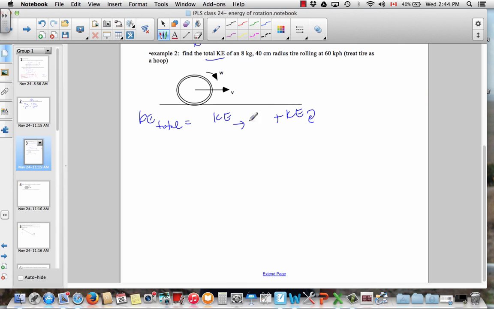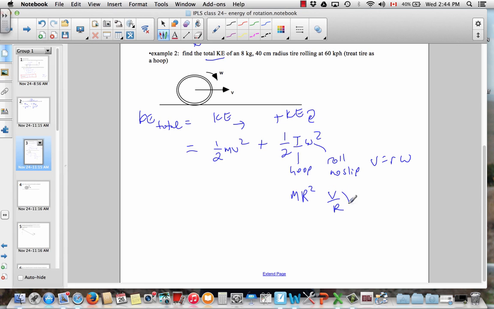Now, there's a little bit of algebra that's often helpful in this situation because we know that rotational energy is half I omega squared, but then we know that inertia depends on the shape. Because this is a hoop, hoop inertia is mass times the radius of the hoop squared. If it's rolling with no slip, then V is R omega, or omega is V over R. And of course, we still have to square that. So this is an expression for the rotational energy.